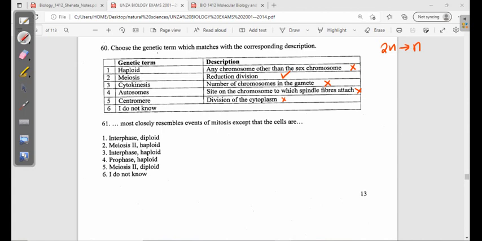Question 61. Dash most closely resembles events of mitosis except that the cells are dash. Now, when you're talking about mitosis, it starts with prophase. Of course, the first stage is interphase where the cell gets to replicate. But in prophase, the nucleolus is going to disappear, the nuclear membrane is also going to disappear, and the chromatin gets to condense into chromatids.